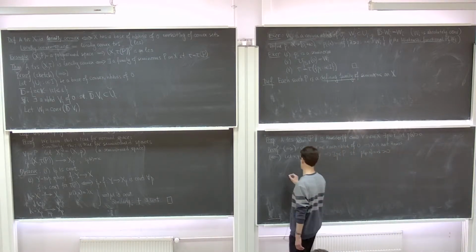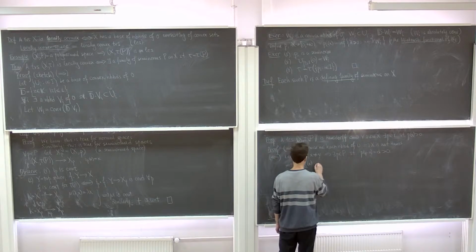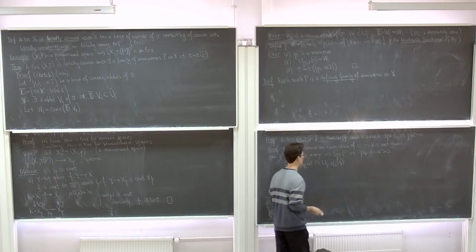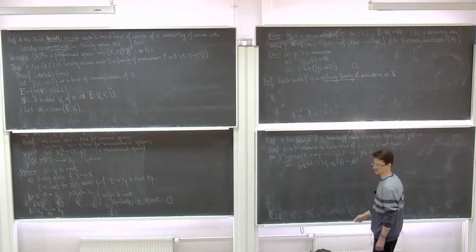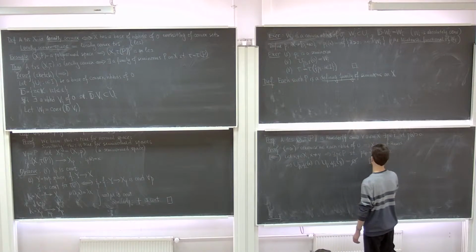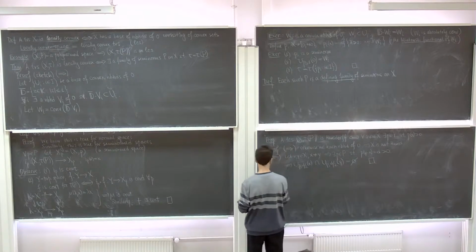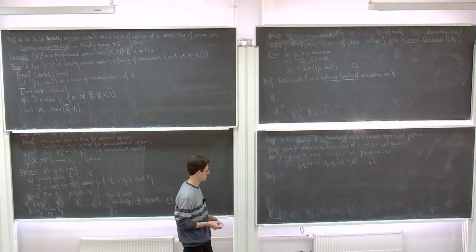And now the triangle inequality easily implies that the following neighborhoods, open balls of radius d over 2 centered at x and y, are disjoint. And so the space is Hausdorff. Another simple fact which shows the relevance of seminorms.